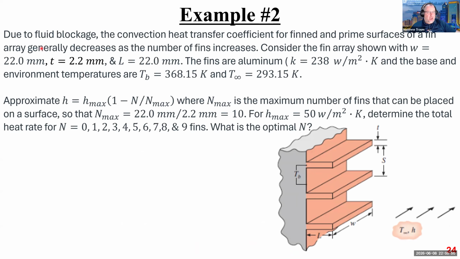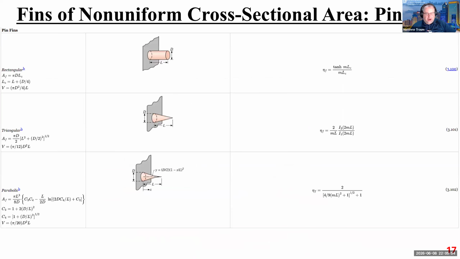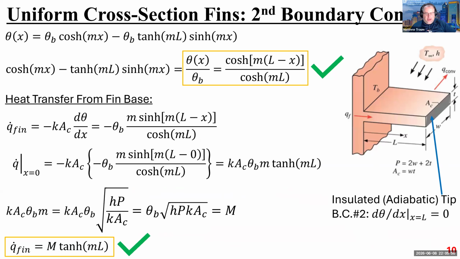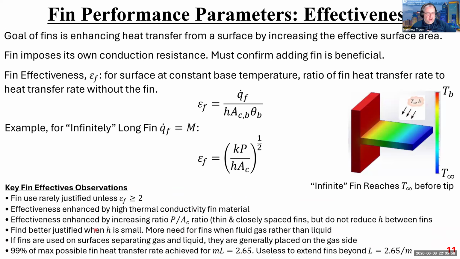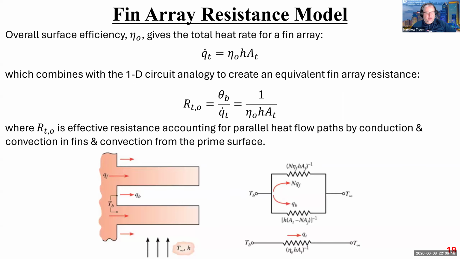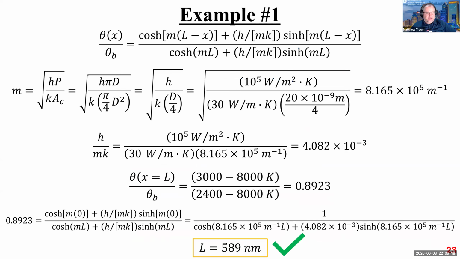And this goes all the way back to, I remember I said I would talk about this here, right, where we said thin, closely spaced fins are usually good, but not so close that they reduce the H value between the fins, right? So I wanted to give you an example of how that would actually impact the performance of the fins. And so that's where this problem comes from. But it is a doozy.